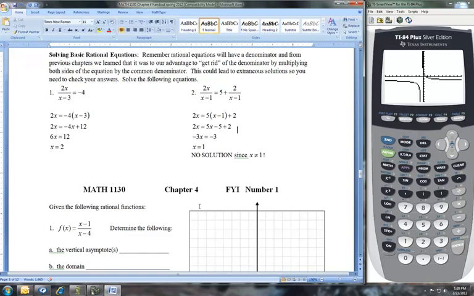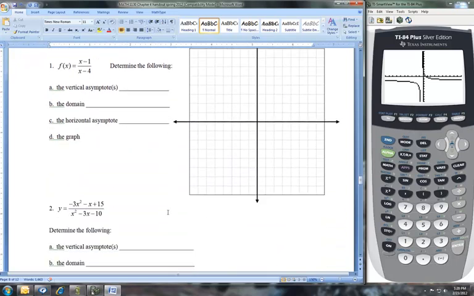Now what I've got next is an FYI for your information. So you've got 2 problems here that you need to try and do. Complete those. The answers are on the next page. So work this and see what you come up with.